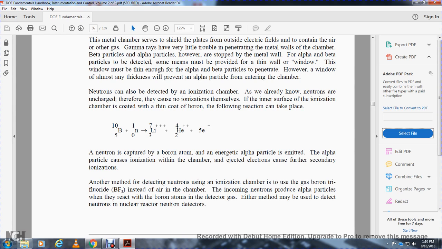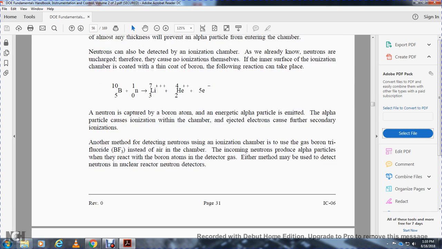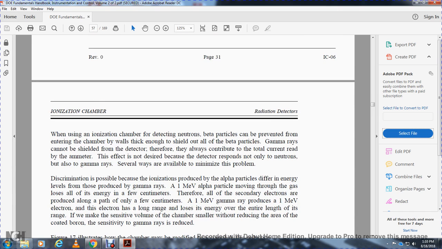Either method may be used to detect neutrons in nuclear reactor neutron detectors. When using an ionization chamber to detect neutrons, beta particles are prevented from entering the chamber by making the wall thick enough to shield out all the beta particles. The gamma rays cannot be shielded from the detector. Therefore, they always contribute to the total current reading on the ammeter. This is not desired because the detector responds not only to neutrons but also to the gamma rays.